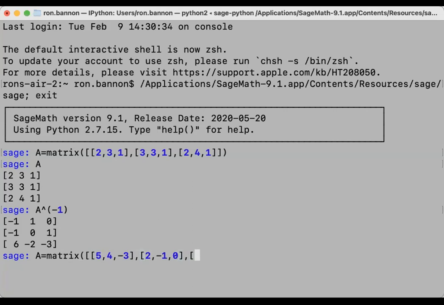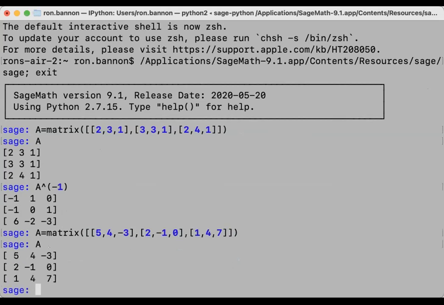Remember, if I make a mistake, the machine will not blow up. And the last row is 1, 4, 7. Okay, I don't think I made a mistake, but who knows? Maybe I typed the wrong number. Let's take a look. 5, 4, minus 3. I did that good. 2, minus 1, 0. I did that good. And 1, 4, 7. And now what I want to do is do the inverse.